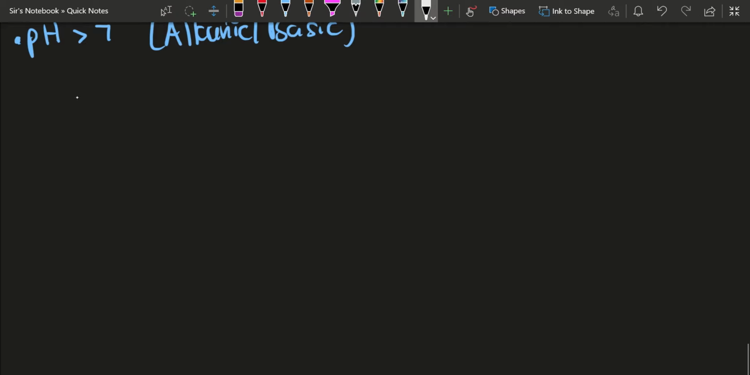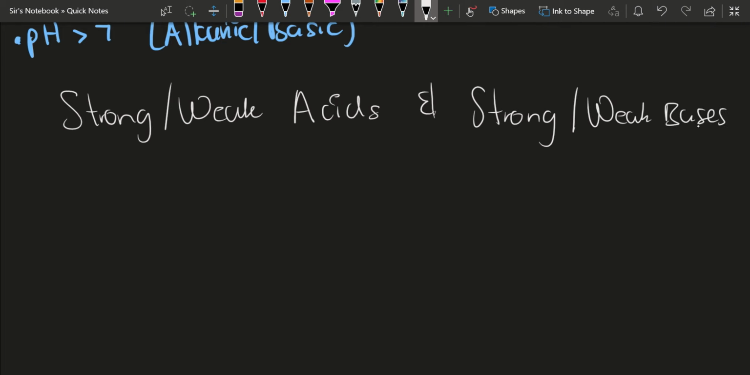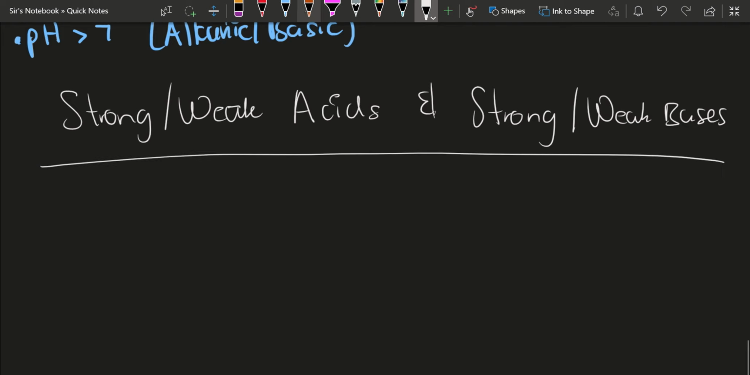So we have strong acids as well as strong and weak bases. Cool. So we look at strong and weak acids and strong and weak bases.